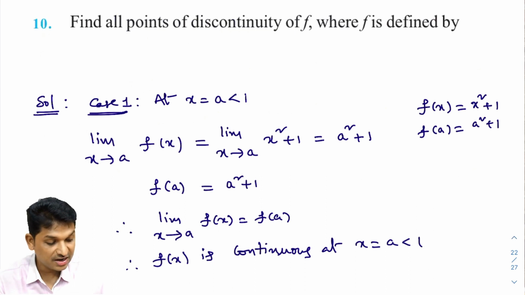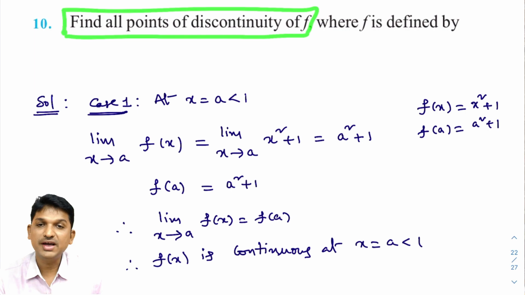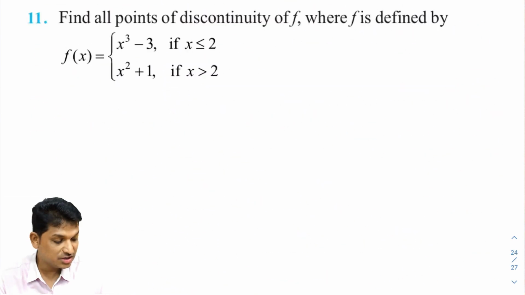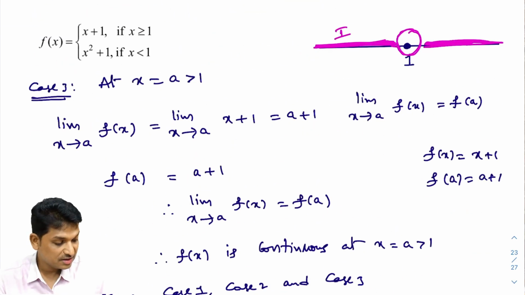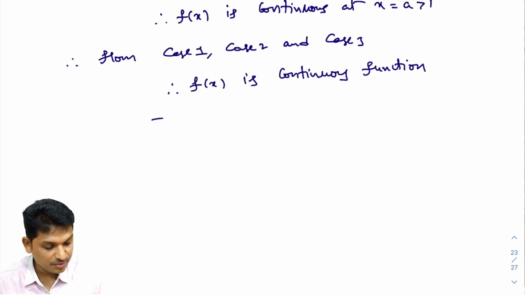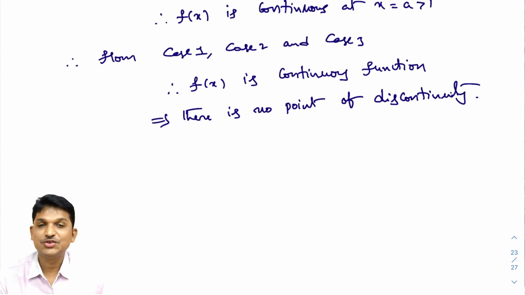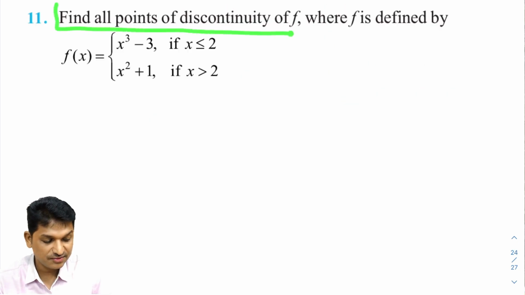But in the question, what are they asking? Find all points of discontinuity. But I got that this is a continuous function. That implies there is no point of discontinuity. There is no point of discontinuity. I hope you understand. Good. Now the 11th problem, very similar.